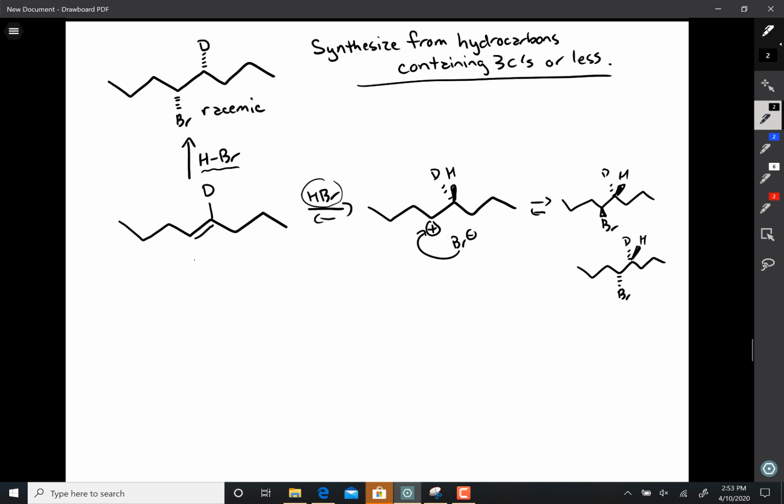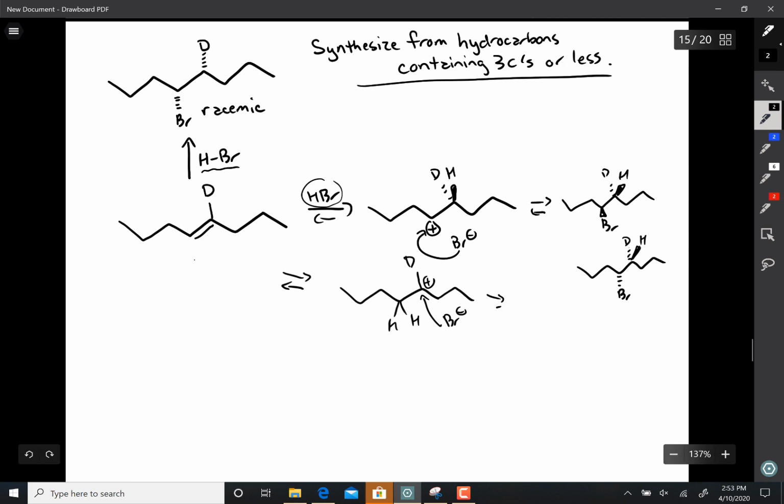Well, each of those carbons are equally substituted. So you would also end up protonating on this side to form this carbocation. Then that bromide can add to that. And so you'd end up with this set of constitutional isomers. So you'll end up with 6 products total. So we can't use that directly.